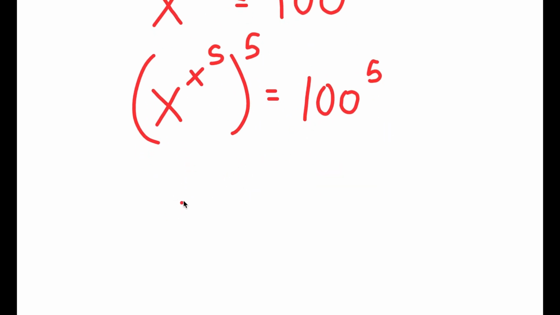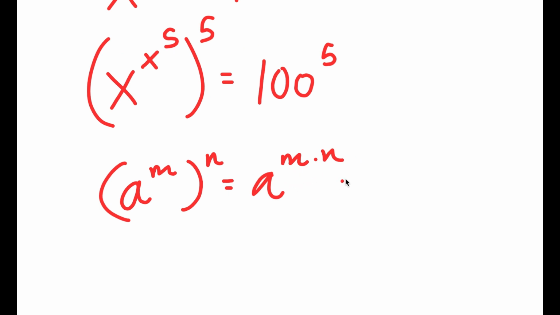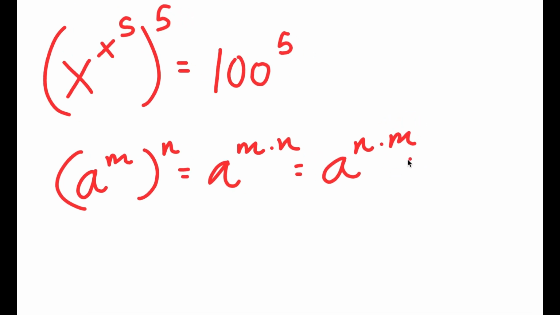Now, if I have something in the form a to the power of m to the power of n, this is equal to a to the power of m times n. Now, a to the power of m times n is the same thing as a to the power of n times m. And if I can rewrite a to the power of m times n as a to the power of m to the power of n, then a to the power of n times m, I should be able to rewrite as a to the power of n to the power of m.